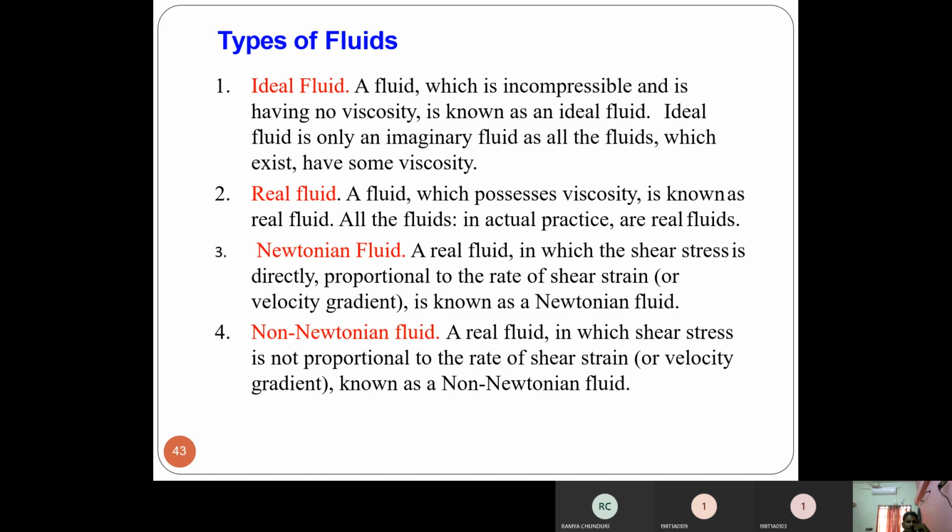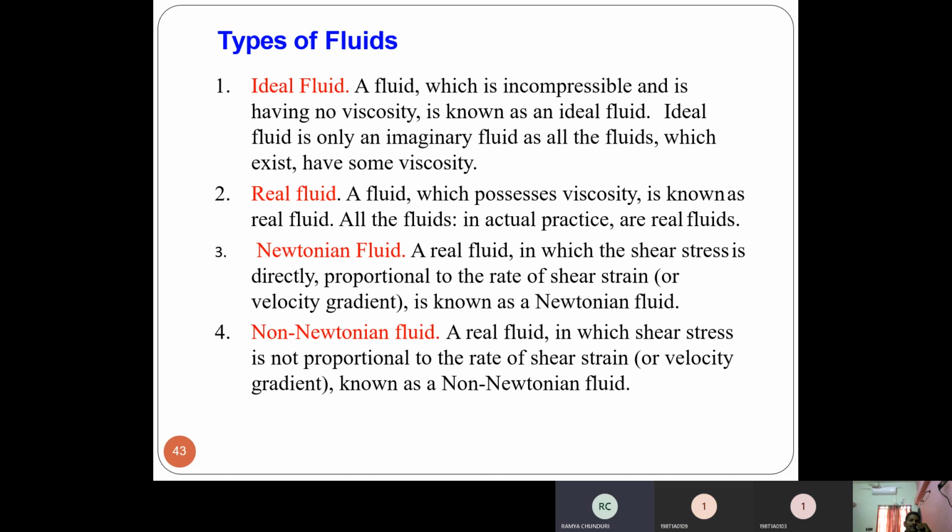But there are no ideal fluids available in the world, because all fluids have viscosity. That is why there is no ideal fluid. This is only a hypothetical and theoretical concept by which we can compare the behavior of real fluids. A real fluid means a fluid which possesses viscosity.